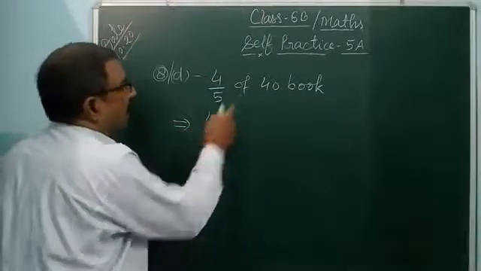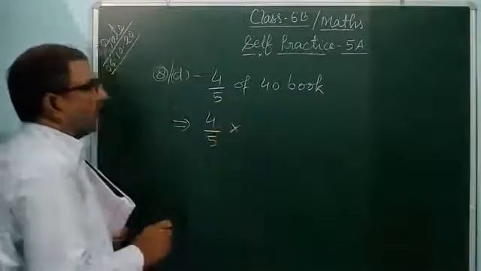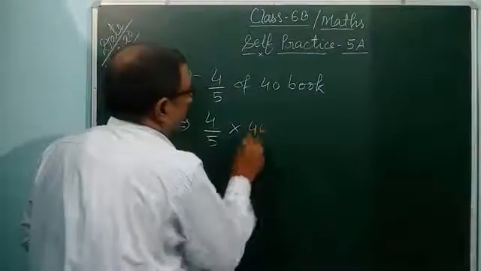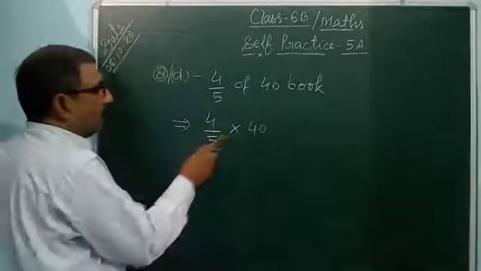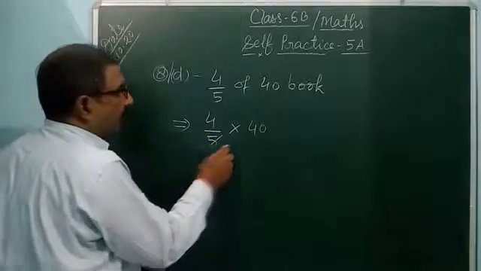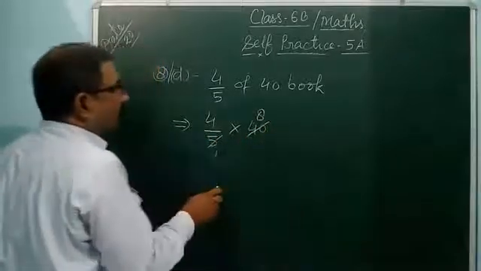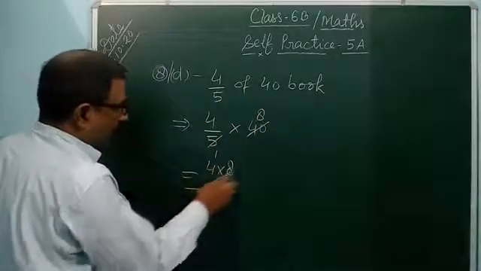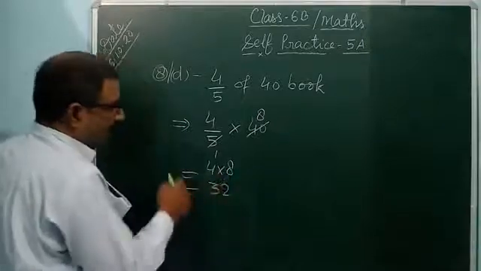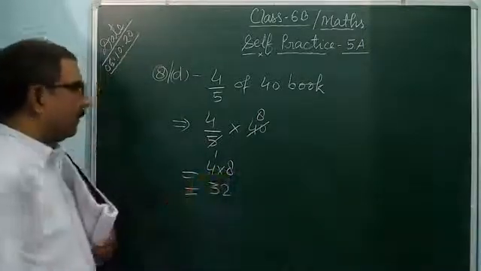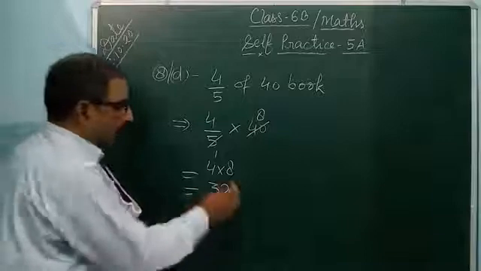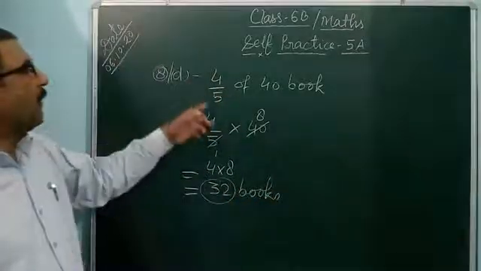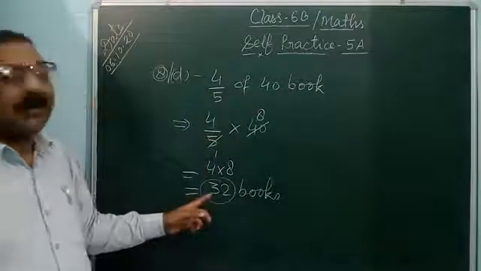So 4 by 5, in the place of "of", you write the multiply symbol and 40. After that, you can divide 40. 5 1 is 5, 5 8 is 40, and after that 4 into 8, 32. 8 4 is 32, or 4 8 is 32. It means the answer is 32 books. 4 by 5 of 40 books means 32 books.